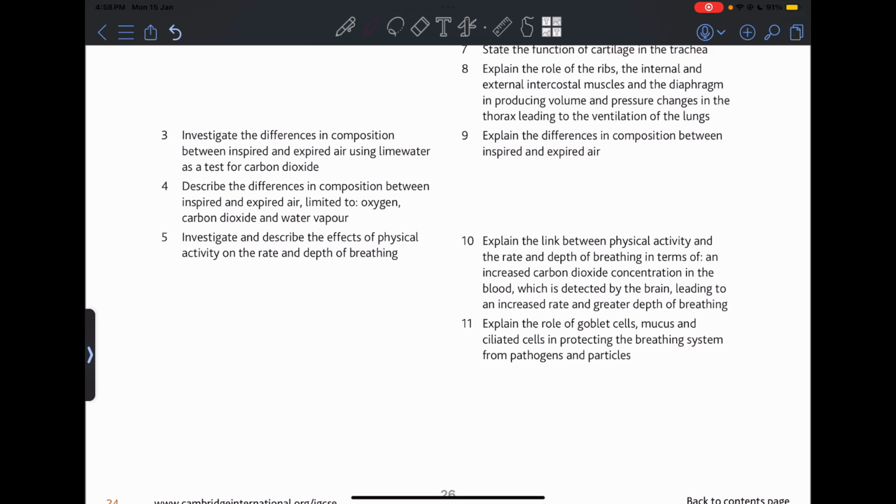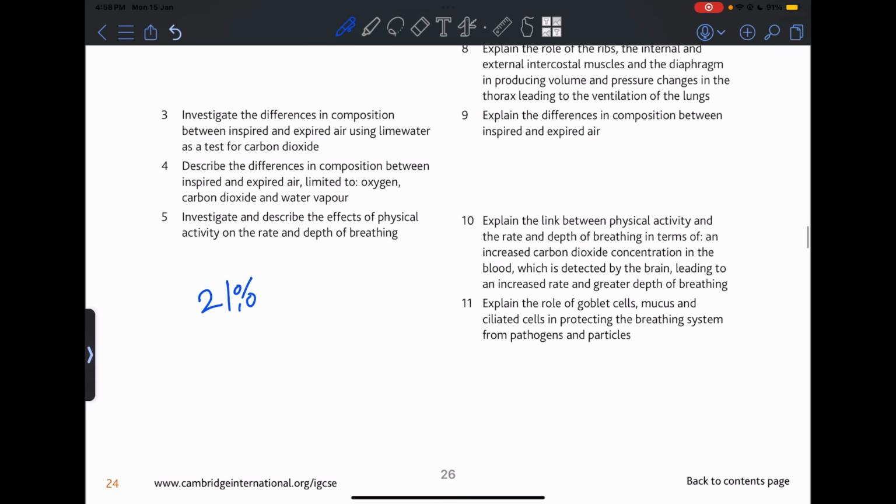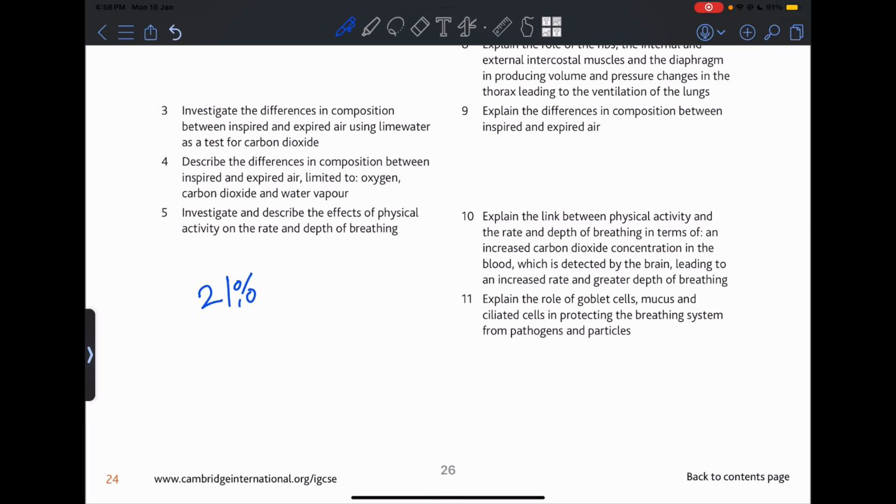Number 3 says investigate the differences in composition between inspired and expired air using lime water as a test for carbon dioxide. Inspired air, which means the air that you breathe in, has a higher oxygen composition. It has, I think, 21% oxygen. When you breathe out, the expired air will have higher amounts of carbon dioxide and less oxygen. And you can demonstrate that change by lime water.